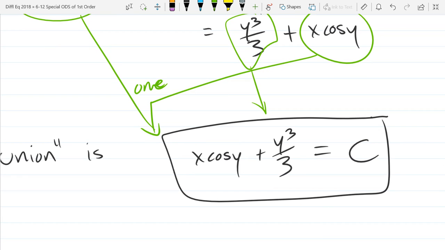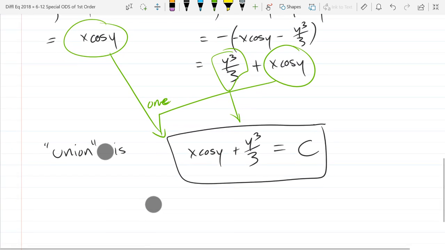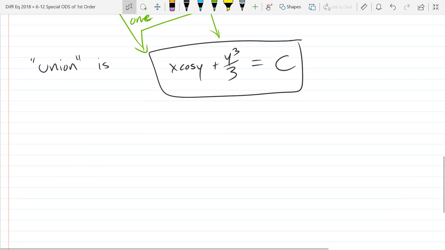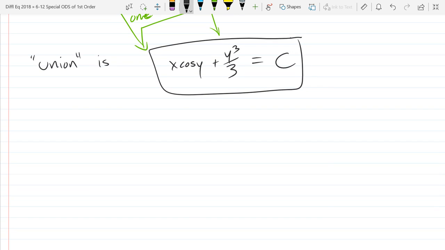So you can check this one relatively easily. It's not too bad to check this. So we're going to do one more problem, and that's the last exact problem we're going to do. There's not very much going on in terms of this solution being complex. You're either exact or not. If you're exact, this is how you do it.